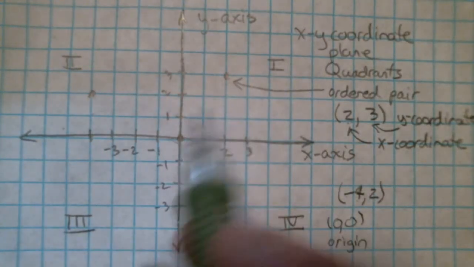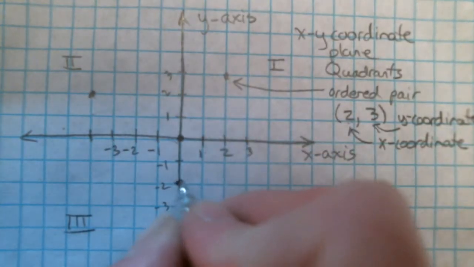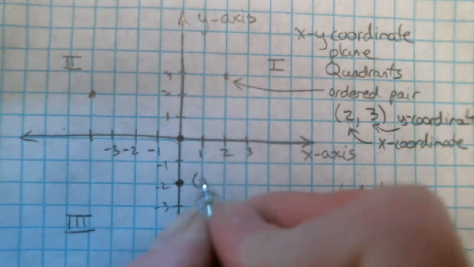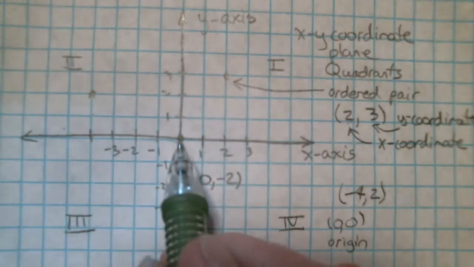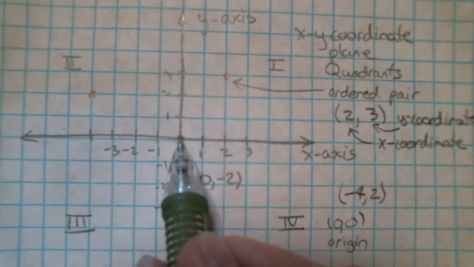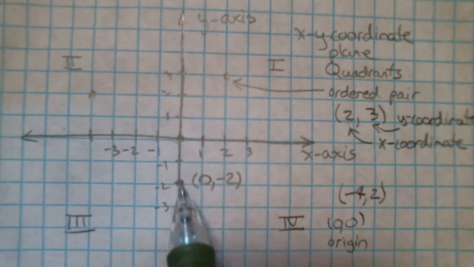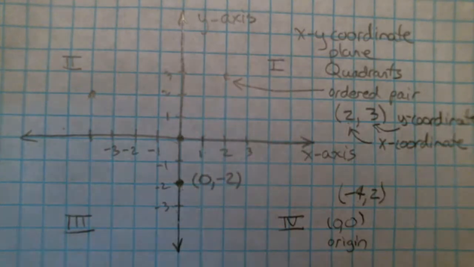You can also have points on an axis. For example, this point right here is 0, -2. In order to get to this point, I don't go either direction on the x-axis, so I go 0 units to the left or the right, and I go 2 down on the y-axis, and this is the point 0, -2.